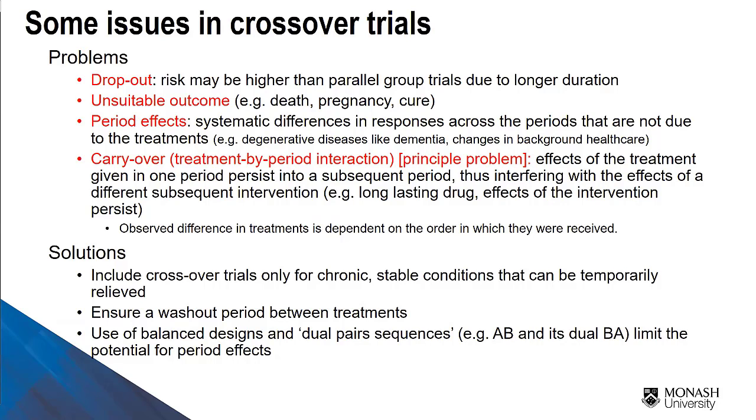And to get around the issue of potential period effects, we can use balanced designs where we randomise an equal number of people to the sequence AB, for example, and BA. And we can also limit the potential for period effects to bias the intervention effect by adjusting for period effects in the analysis. So there are some of the solutions to some of the problems with this design.